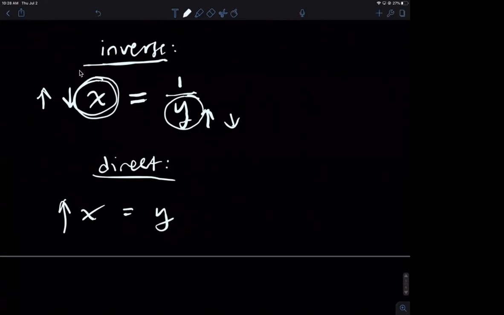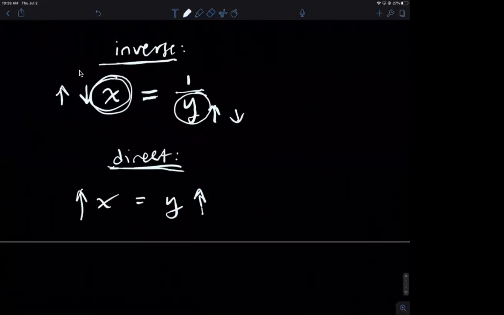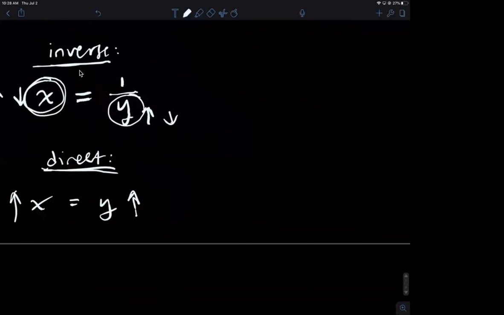Y gets bigger, so it's a direct relationship. As one thing changes in one direction, the other thing changes in the same direction. So what does it mean to have an inverse square relationship?